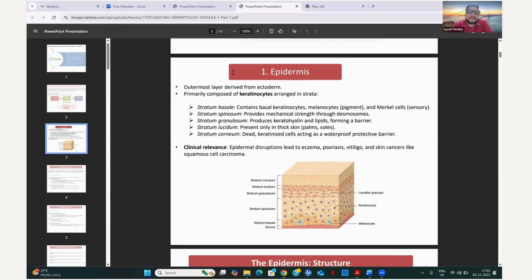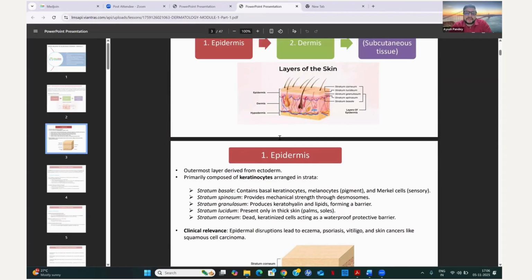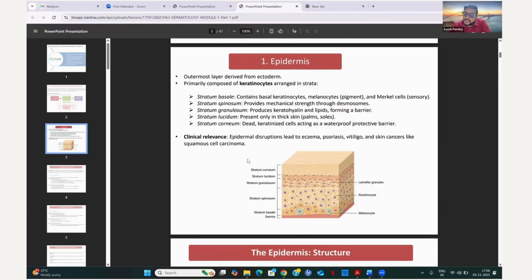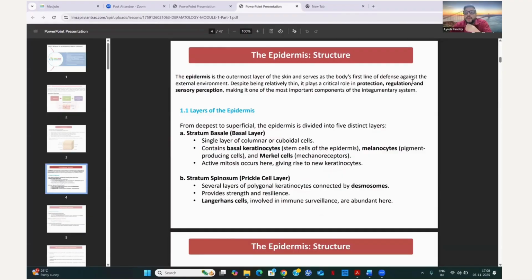So primary, the outermost layer of the skin is composed of keratinocytes, which secrete keratin. And again, it is further subdivided into strata. One is present only in thick skin. And where exactly do we have the thick skin, especially in the palms and especially at the soles. So this layer of the skin is thick in comparison to the other skin surfaces. Most important components of the integumentary system.